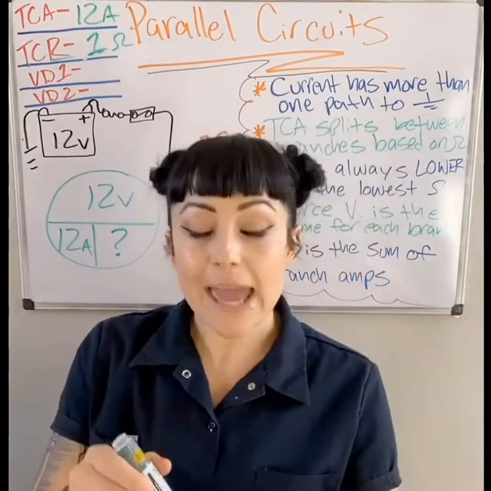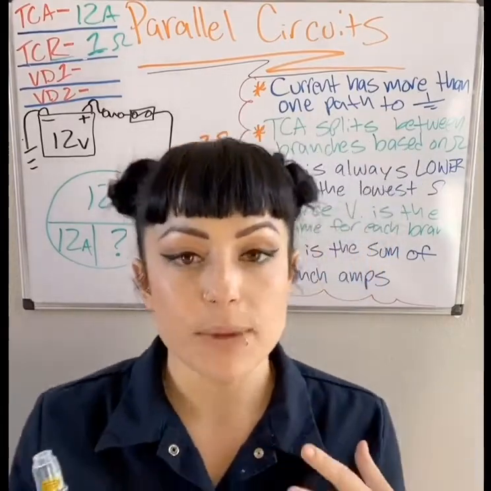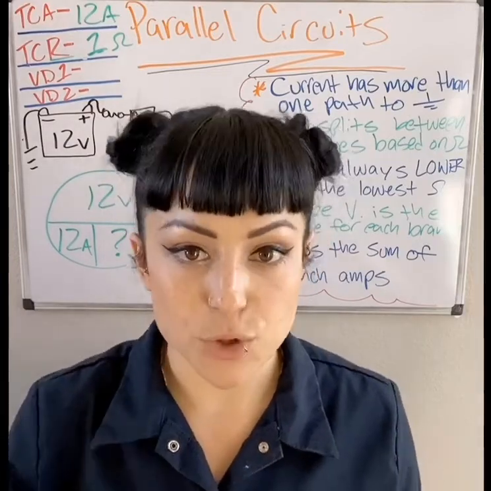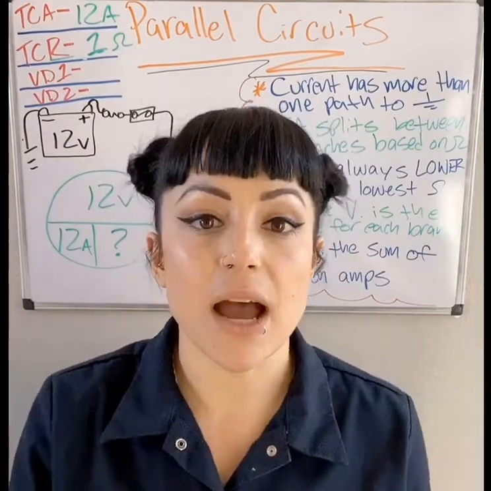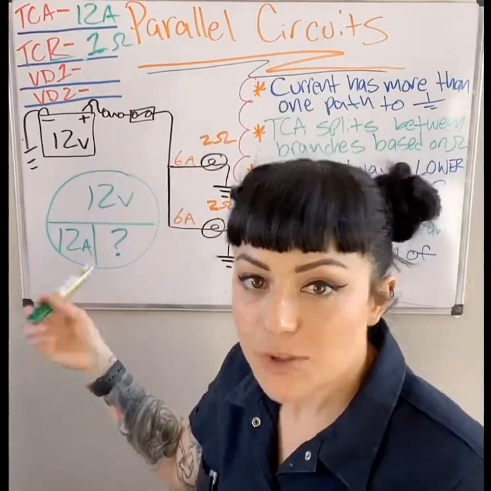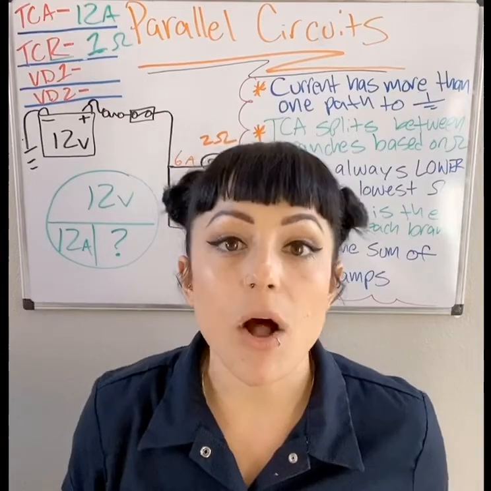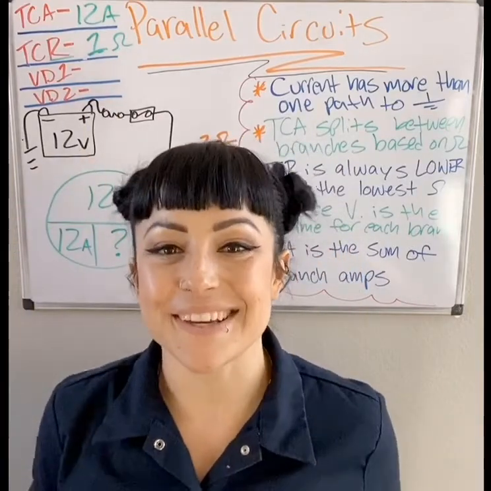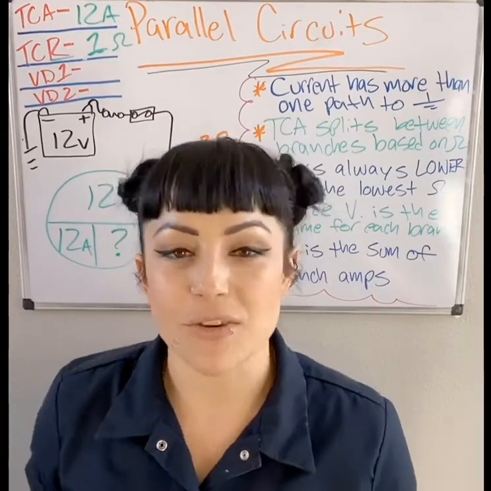So the hand method, instead of using the formulas, is finding amperage for each branch individually and then adding them up to find TCA, and working backwards with Ohm's law, so we don't have to deal with really any fractions at all. Now, again, I'm using really basic numbers just to get the point across.